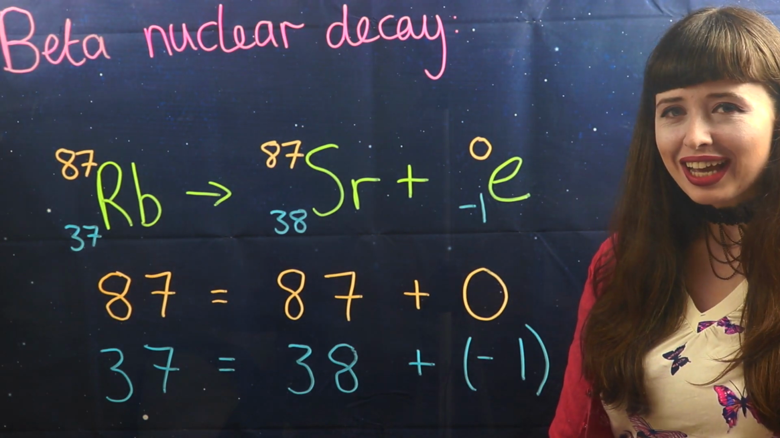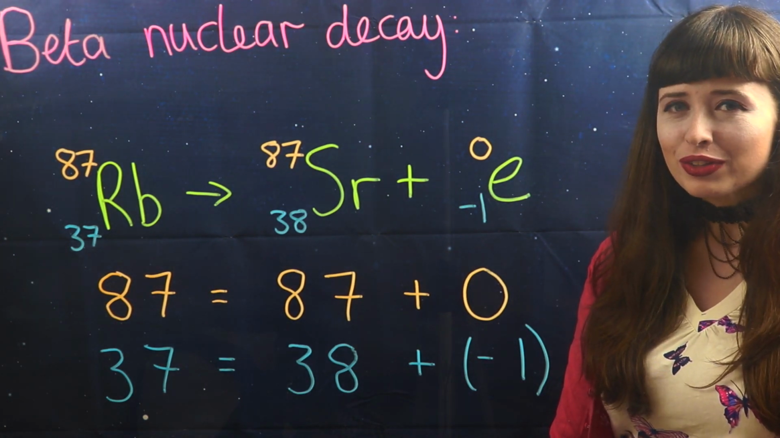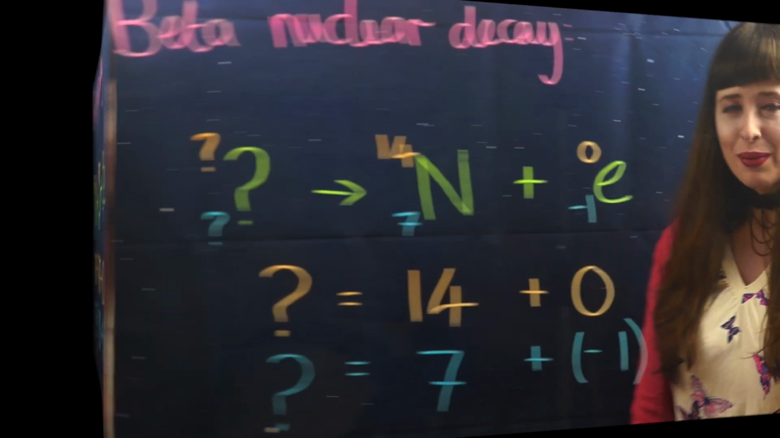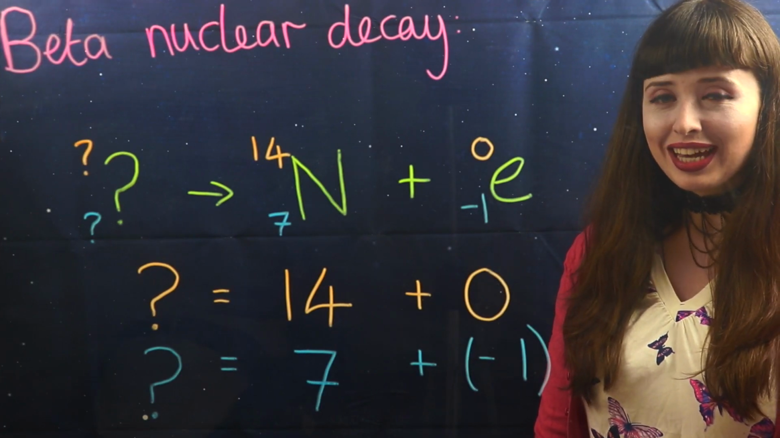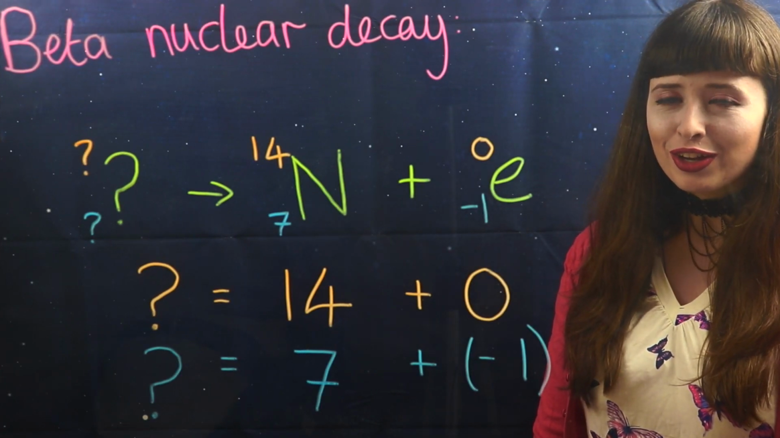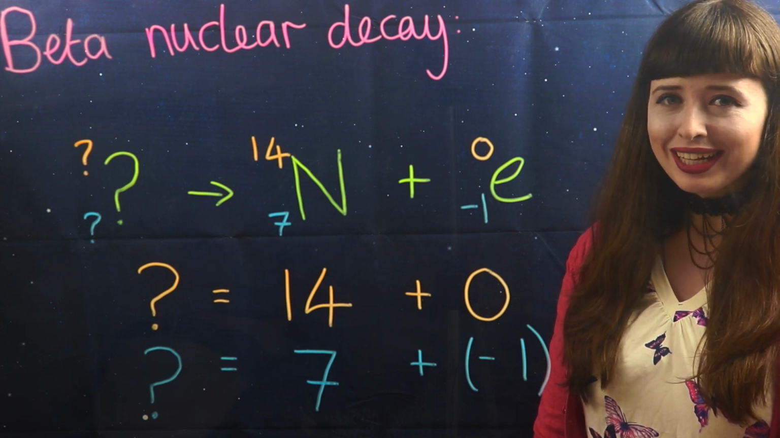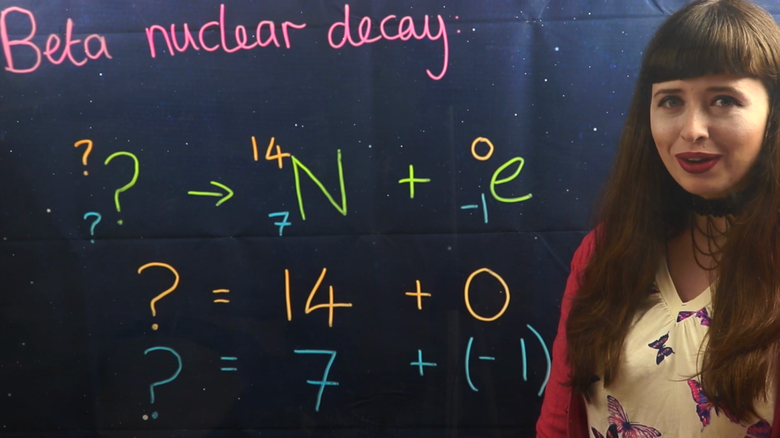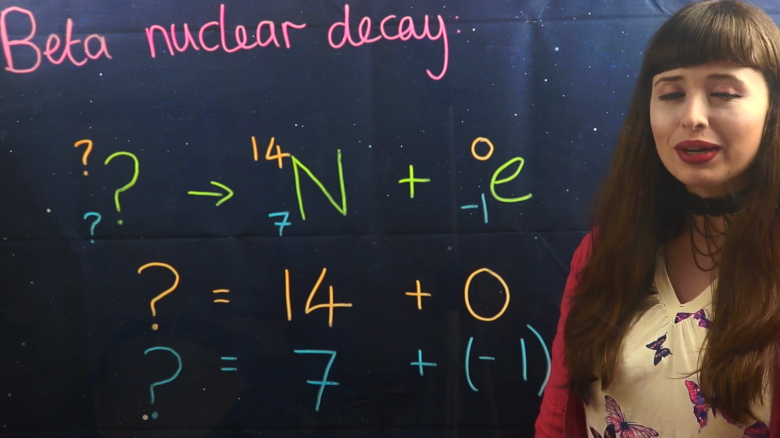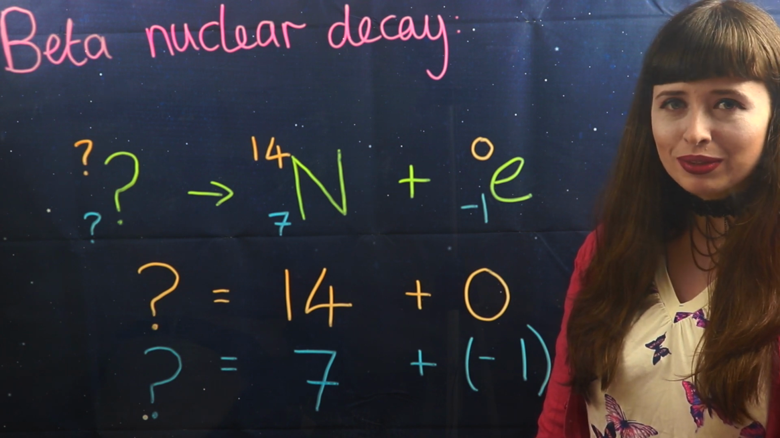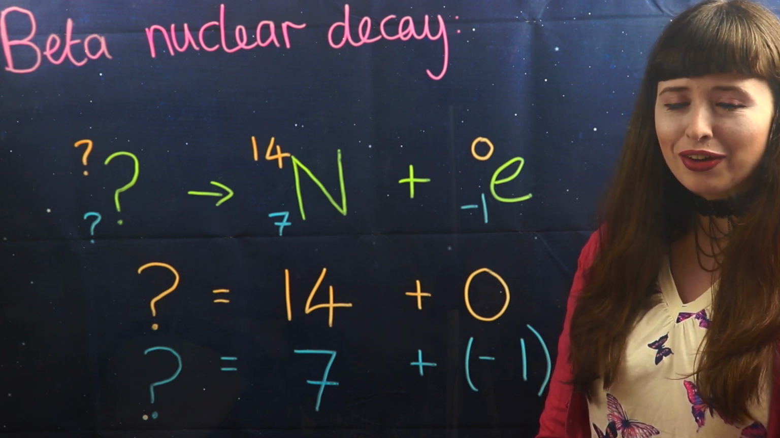Let's take a look at a quick example of using this method to identify an unknown in a beta decay nuclear equation. Here we have an example of a beta decay equation with an unknown unstable parent nuclei. We can use our quick and easy algebraic method to identify the missing mass number and proton number, and we can then use our periodic table to identify the unknown element.